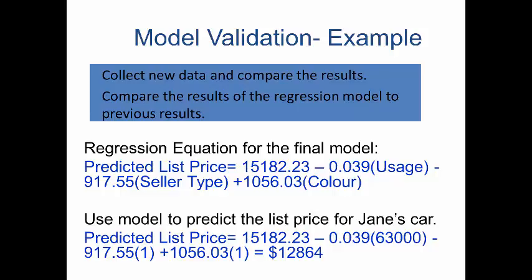Okay, so here I have repeated the equation, and then I have included the data for Jane's car to answer the research question about what price Jane should list her car. Finally, I hear you say, okay, so by inputting Jane's car's features, such as 63,000 kilometres, private seller and blue, the list price is $12,864. We could set up a confidence interval, but essentially this is the prediction, acknowledging error and so on.